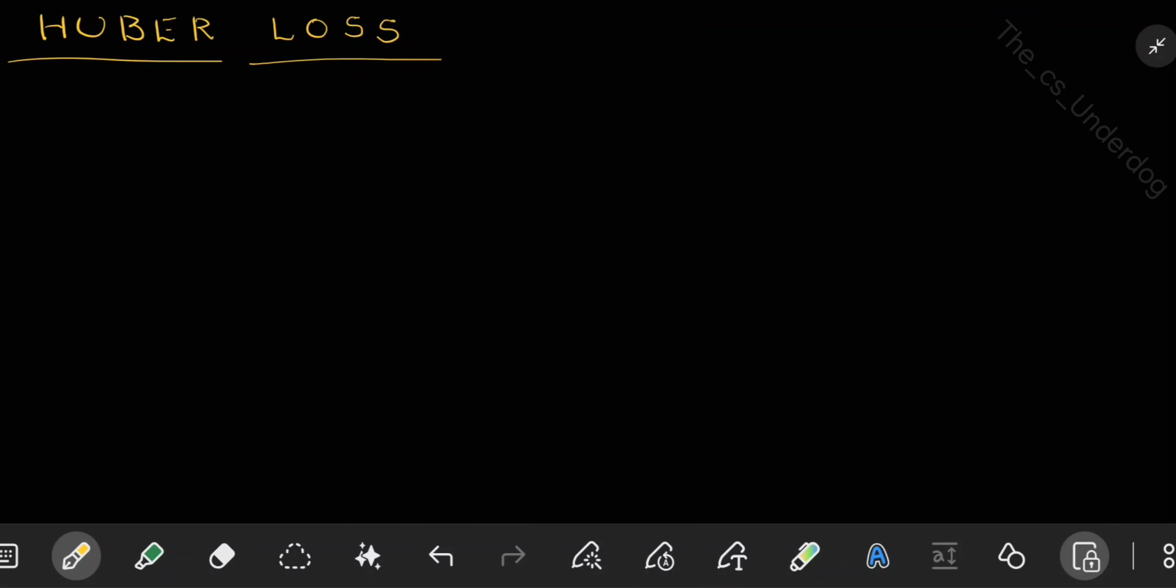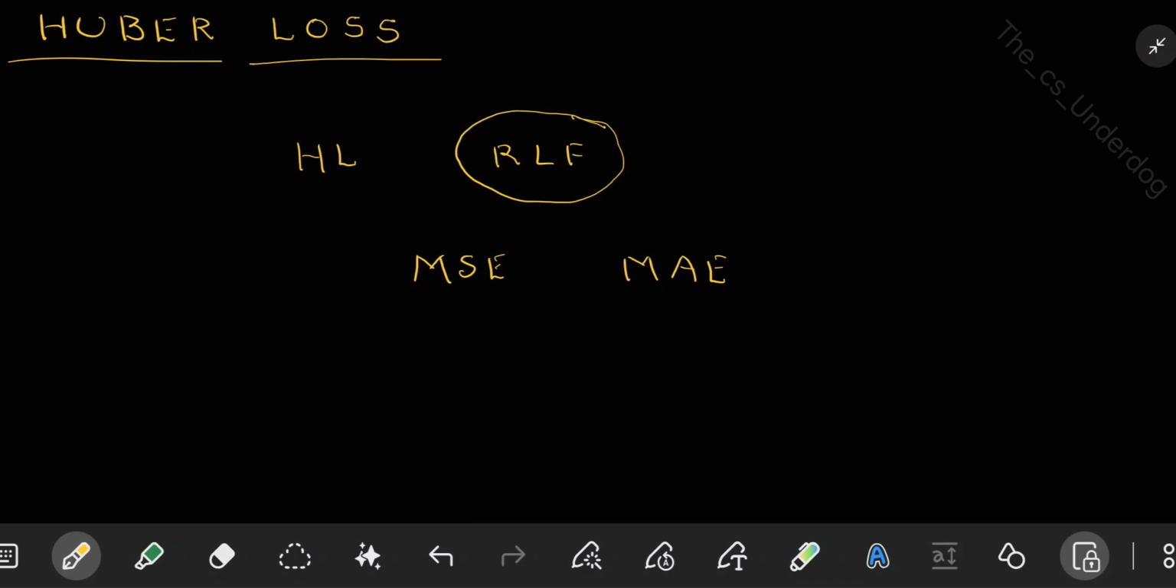Huber loss. Let us learn about Huber loss, which is a regression loss function which tries to take care of both the positives of MSE and MAE. So in the last few lectures, we were learning about regression loss functions. We learned that MSE and MAE were the first two regression loss functions that we learned.